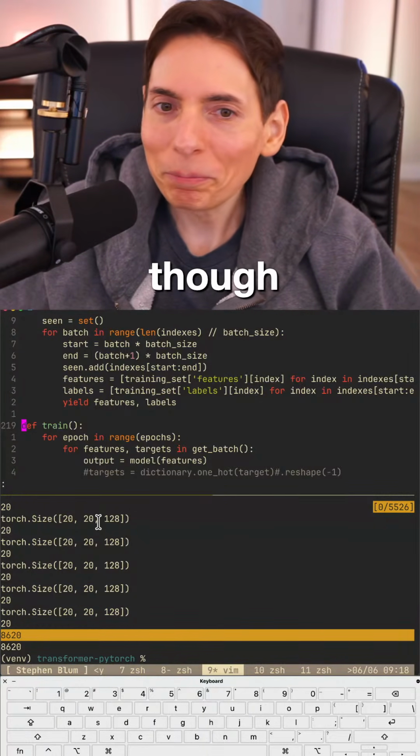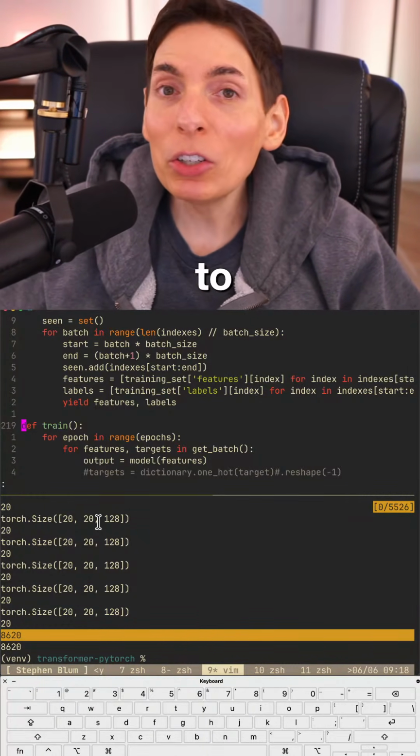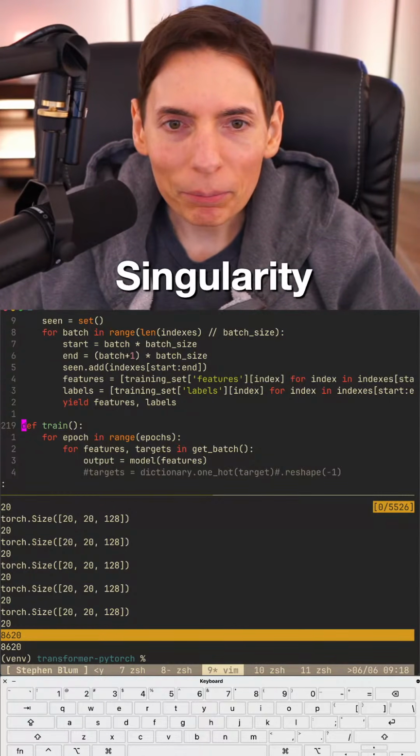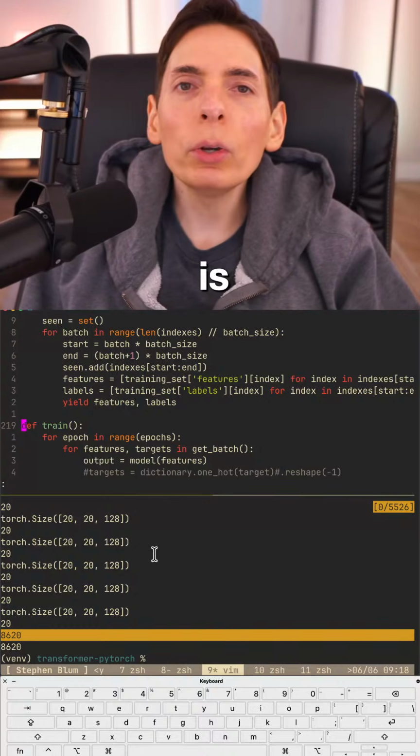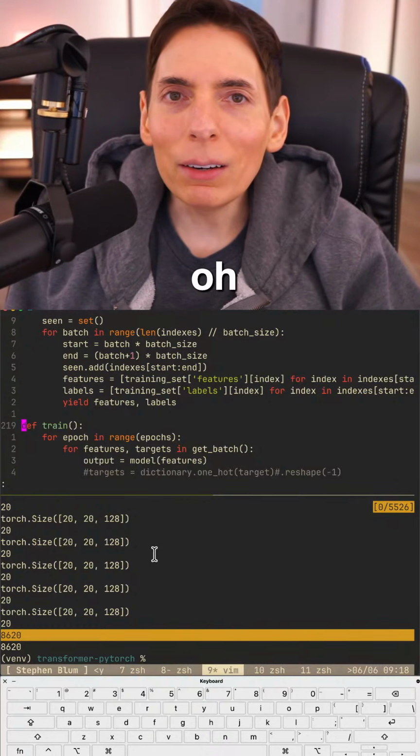Difficult to implement though. All right. We need to do it. We need to do it to get to the singularity. Are you going to add a web UI? Oh, the good news is we don't need to.